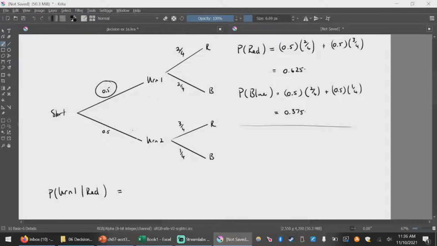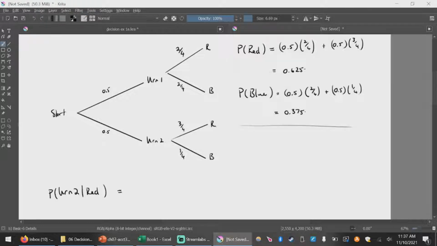This probability here is a conventional probability, just the probability of selecting urn 1. The fact that I have extra knowledge of it being red may or may not affect the chances of it coming from urn 1, for example. I could change that to urn 2. Let's actually do that, I think that would be the more interesting one. But it could be anything, right? The point is that this probability is not on the tree.